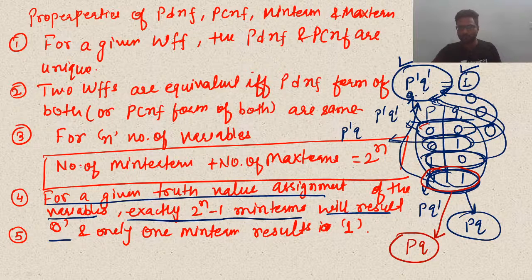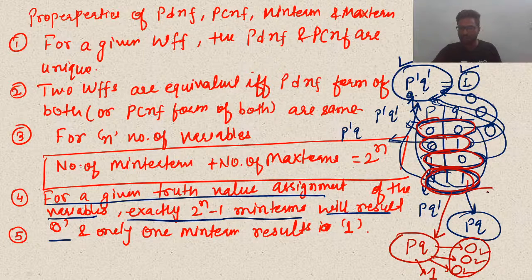PQ. So put the first row in this one, and the output will be 0. Put the second row, the output will be 0. Put the third row, the output will be 0, and put the fourth row, then the output will be 1. So you can say that 2 raised to power n minus 1 min terms will result in the output 0, and only one min term will result in the output 1. Is this one clear to everyone or not?